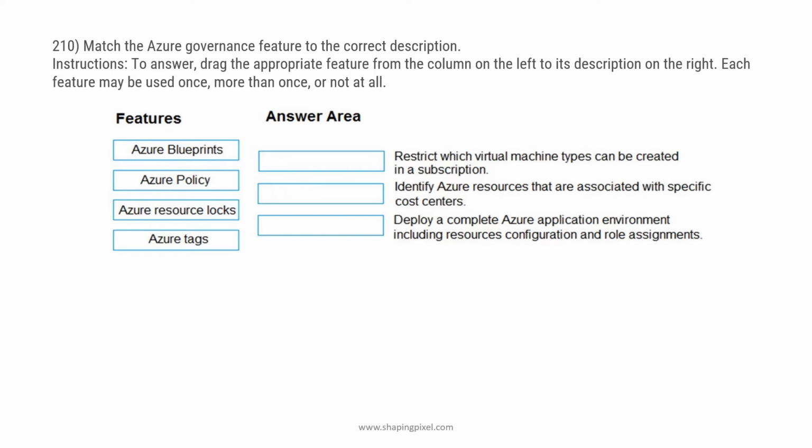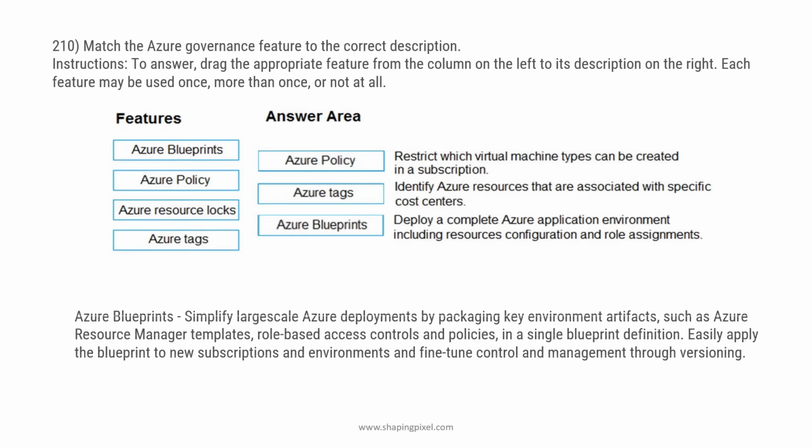So the right options are Azure Policy, restrict which virtual machine types can be created in a subscription. Azure Tags, identify Azure resources that are associated with specific cost centers. And for Azure Blueprints, deploy a complete Azure application environment, including resources, configuration, and role assignments.